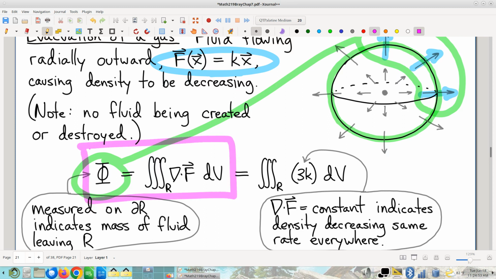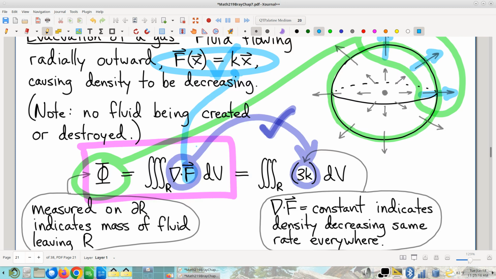Here's Gauss's divergence theorem, and for this vector field I can compute what the divergence is. The divergence of that vector field is just a little bit of algebra. It's 3k. By the way, you want to check me on that. Make sure that you understand where that 3k comes from. It comes right out of taking this vector field, writing it in coordinates, and applying the formula for divergence. 3k will be your answer.